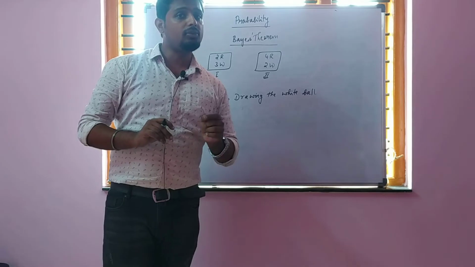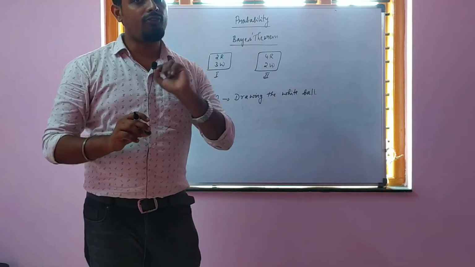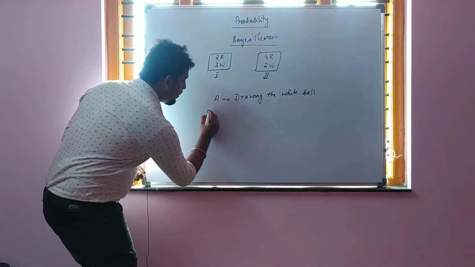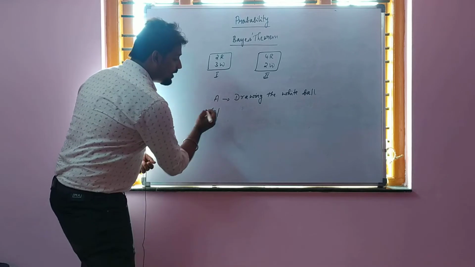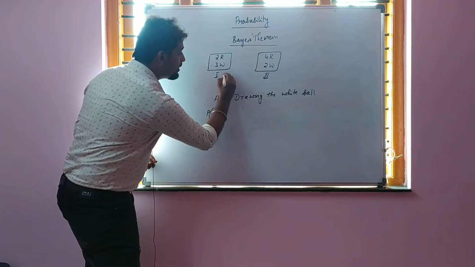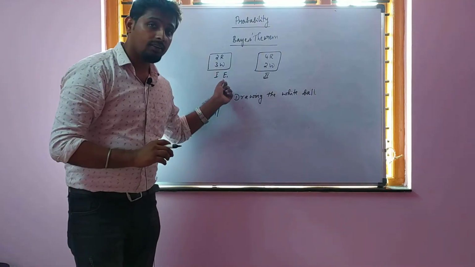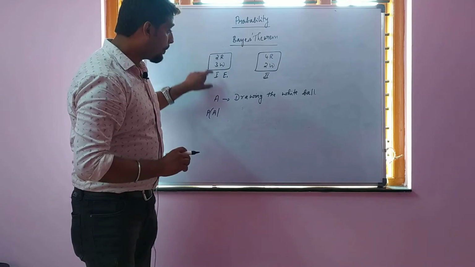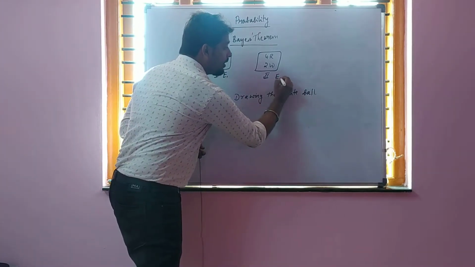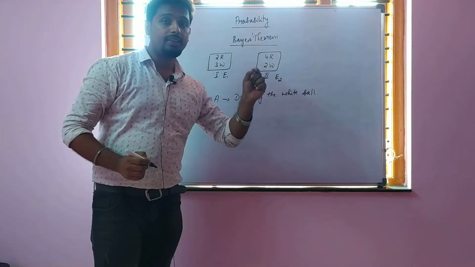So now conditions come in. What is that condition, students? If we draw a white ball from bag 1, that is P of A given E1. What is this event E1? It is selecting the bag, which bag? Bag 1. Similarly, let us consider E2. What is this E2, students? This E2 is selecting bag 2.